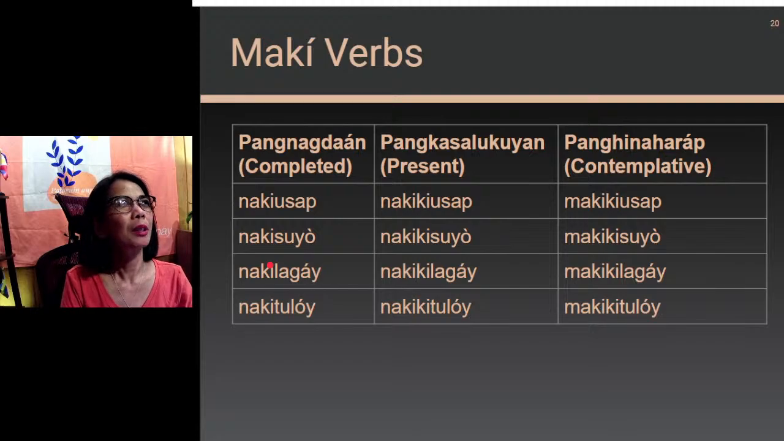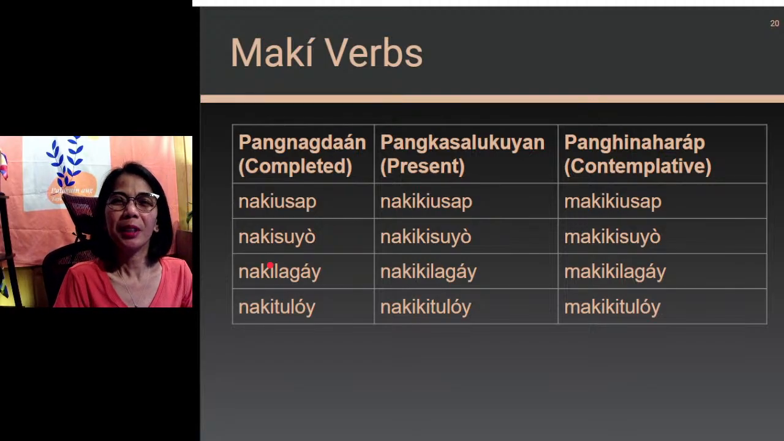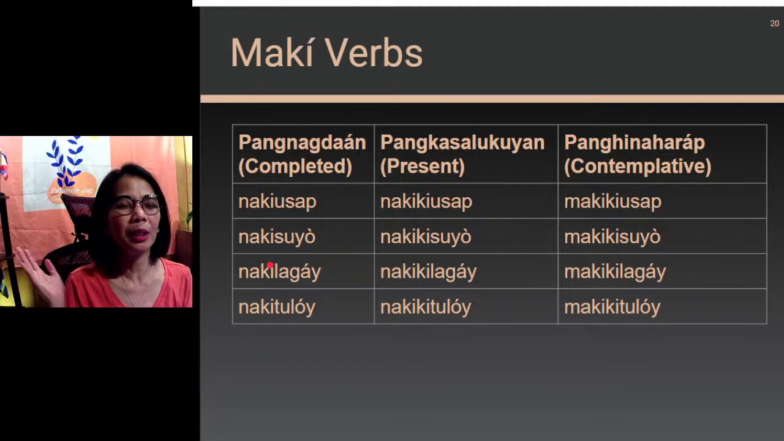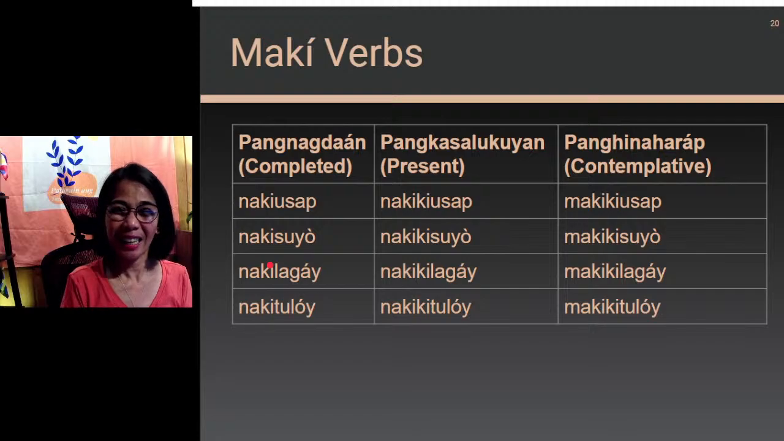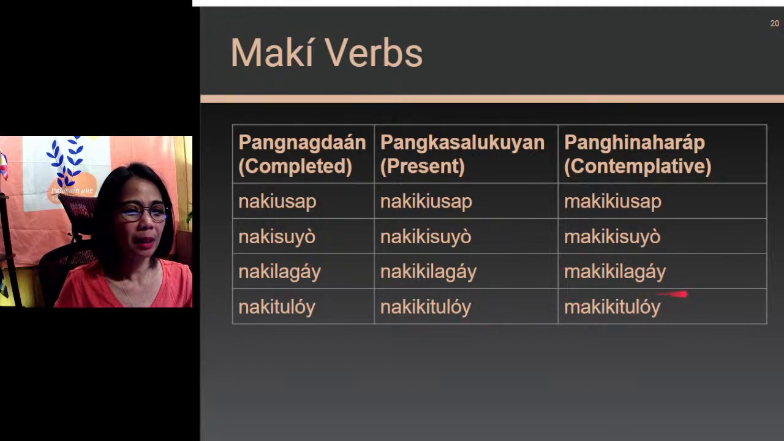Like a staycation or something. So of course, your host owns a fridge, but you have some food that you got somewhere, so you would tell the host, makikilagay po ako ng pagkain sa fridge nyo or ref nyo. I hope you follow that. Makikilagay po ako ng pagkain sa ref nyo. So makikilagay, you use the contemplative form, because you are about to ask permission. Makikilagay po ako ng pagkain sa fridge.